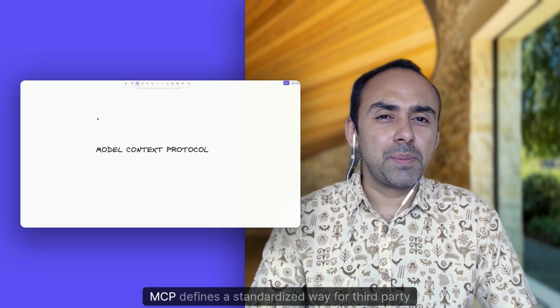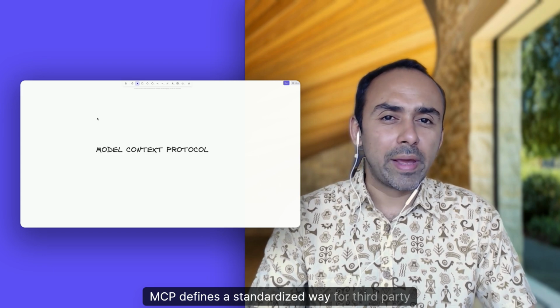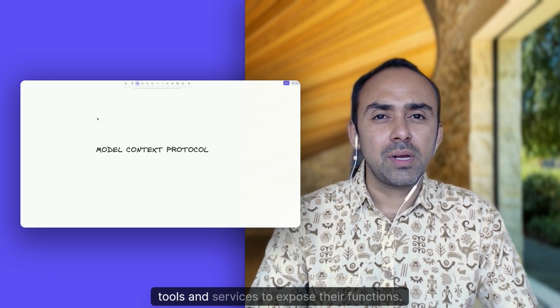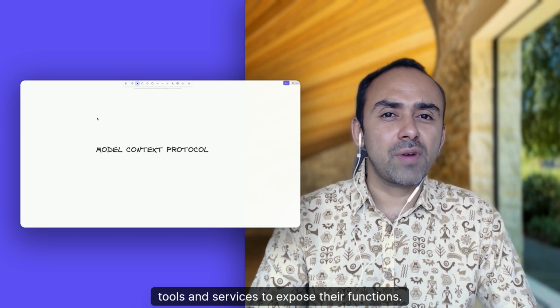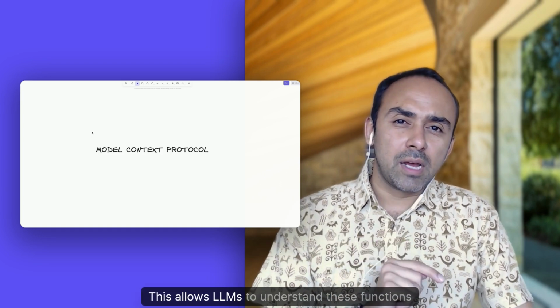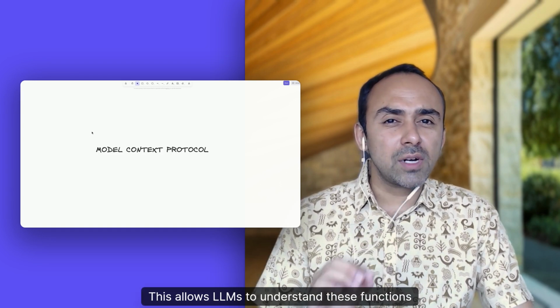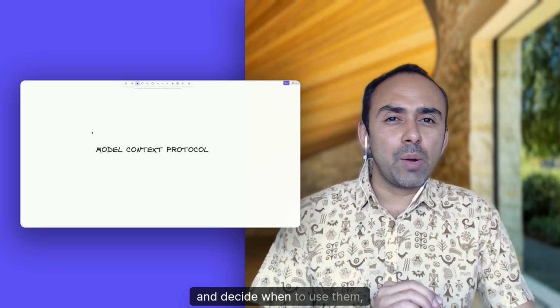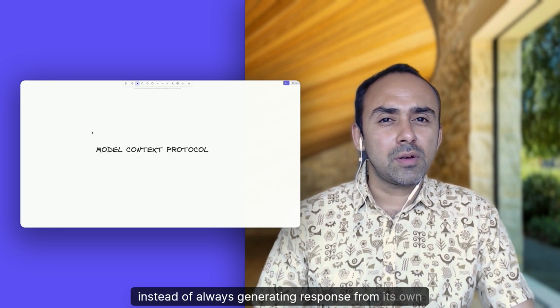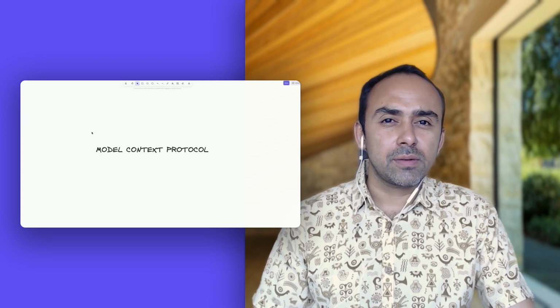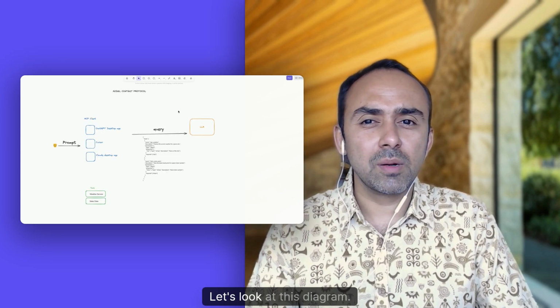Similarly, MCP defines a standardized way for third-party tools and services to expose their functions. This allows LLMs to understand these functions and decide when to use them, instead of always generating response from its own internal knowledge. To put this in perspective, let's look at this diagram.